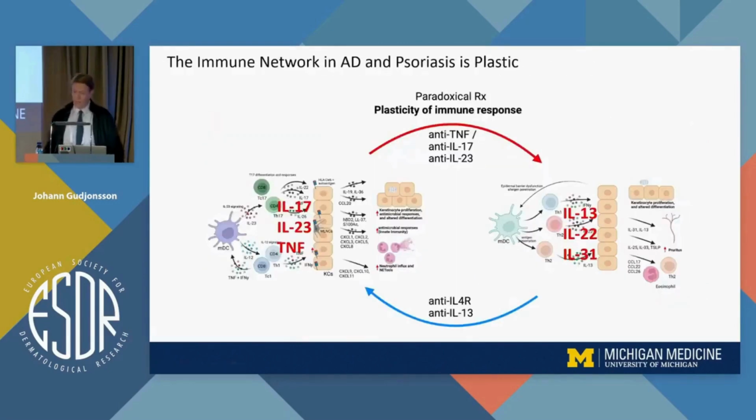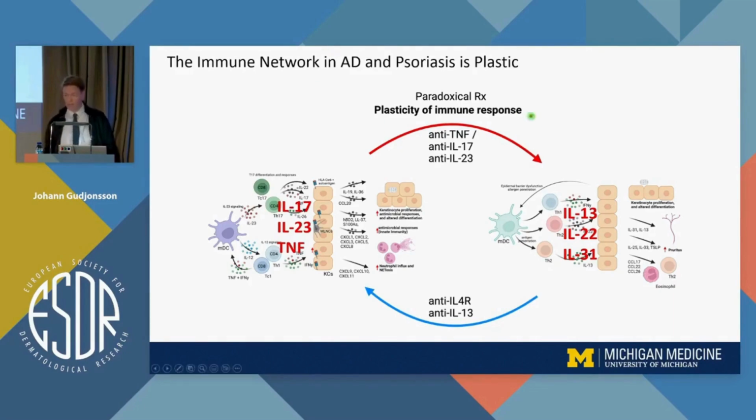But it's also kind of important, and I want to highlight that, and we will have a talk on this also, is that the immune network in both atopic dermatitis and psoriasis actually is quite plastic. This is not a static kind of disease. There is quite a bit of shift, and we can see this when we treat patients with these very targeted biological therapies.